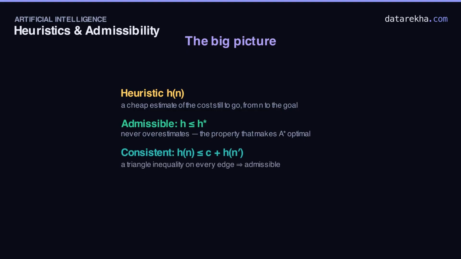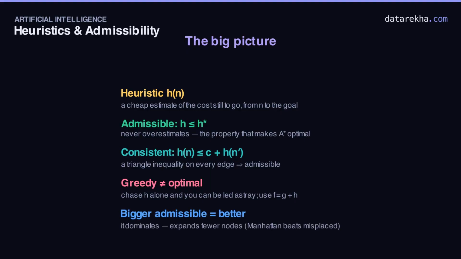It's consistent when it obeys a triangle inequality on every edge. And consistency always implies admissibility, though not the other way round. Greedy search, chasing the smallest h alone, is quick but can be fooled. So real optimality needs f, the cost behind plus the estimate ahead. And among honest heuristics, the larger one dominates and searches less, like Manhattan distance beating a simple count of misplaced tiles. Hold on to these. And next lesson, A star will fall straight into place.